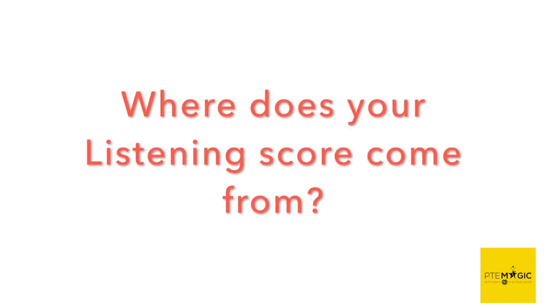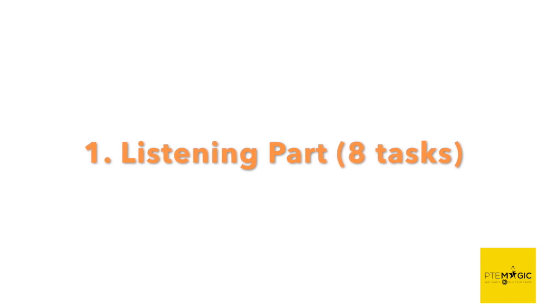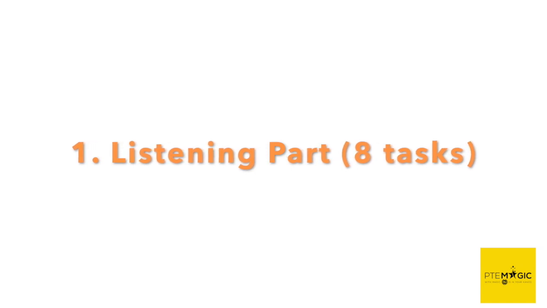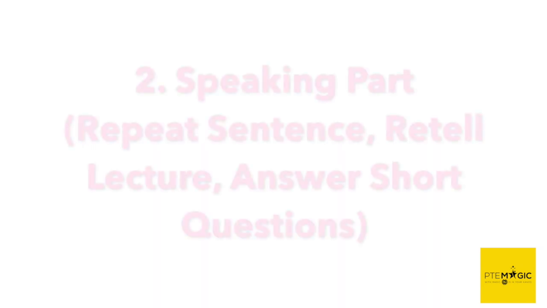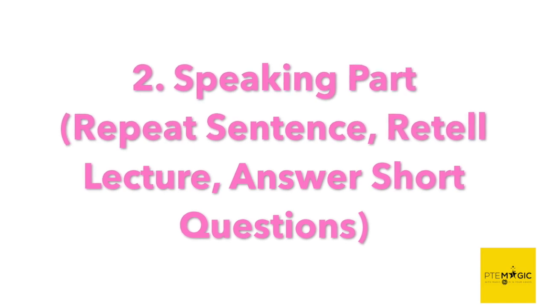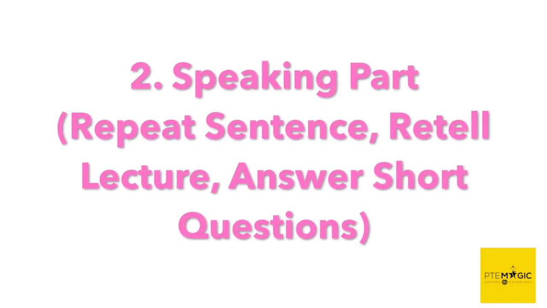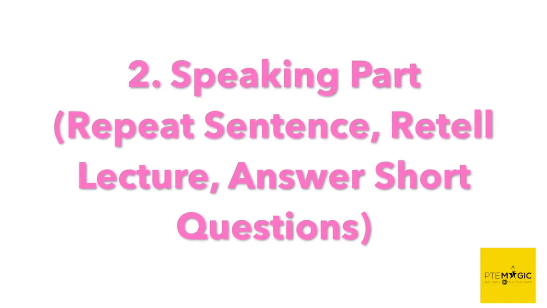Okay, so where does your listening score come from? Obviously, it's from your listening part, which is the fourth part of the test and consists of 8 tasks. And it also comes from your speaking part, which is repeat sentence, retell lecture, and answer short question. So first, let's try the listening part.